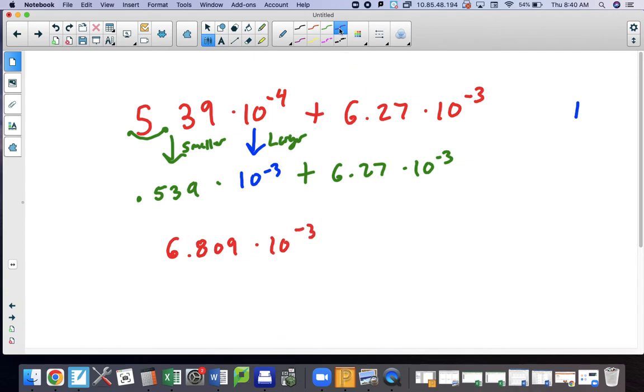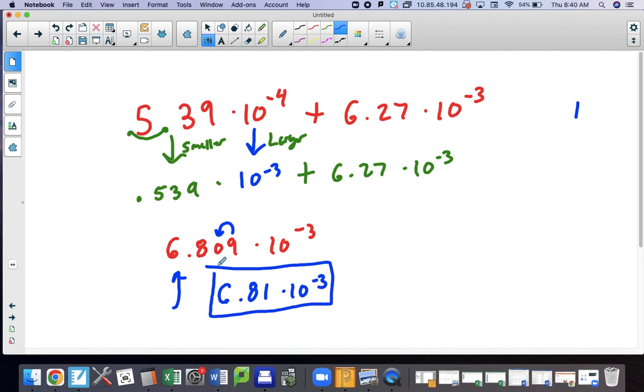We're going to check to make sure it's in scientific notation. We have the 1 digit left of our decimal, so we're good there. But I want to round it to just 2 decimal places. So this 9 will round the 0 up, and we get 6.81 times 10 to the negative third.